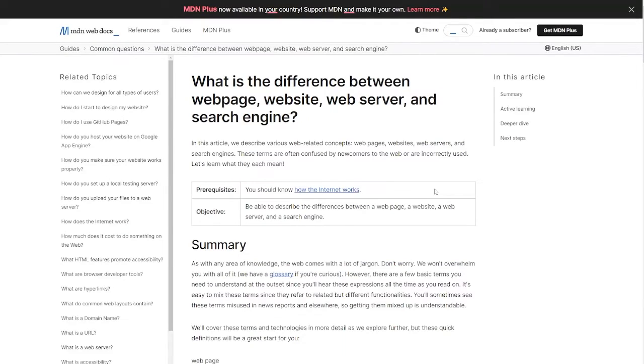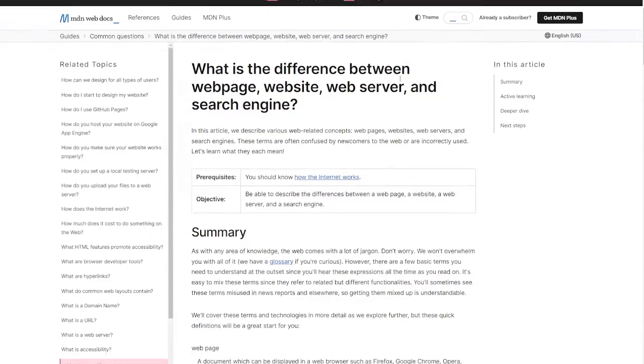What is the difference between web page, website, web server, and search engine? In this article, we describe various web-related concepts: web pages, websites, web servers, and search engines. These terms are often confused by newcomers to the web or are incorrectly used. Let's learn what they each mean.